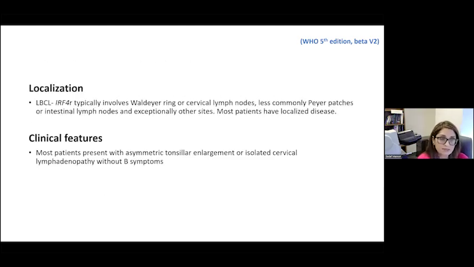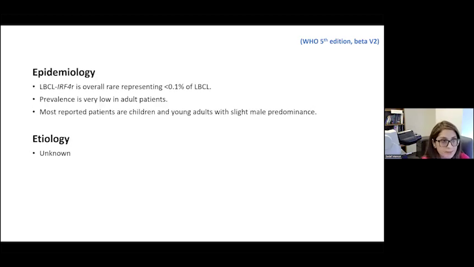So where is it located? Usually it involves the Waldeyer ring or the cervical lymph nodes, as in the case, a 17-year-old female who presented with tonsillar enlargement. Less commonly, it involves the Peyer patches or intestinal lymph nodes or any other site. Most patients in this population have localized disease. How do they present? They usually present with asymmetrical tonsillar enlargement or isolated cervical lymphadenopathy without B symptoms. So my patient presented without any B symptoms, just like a reactive tonsillitis.